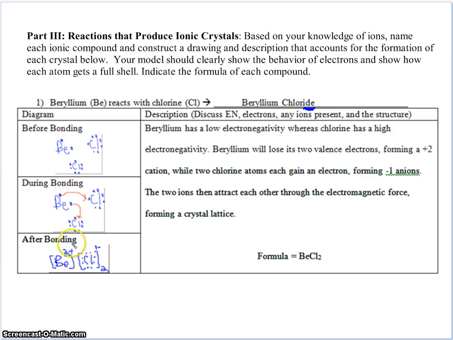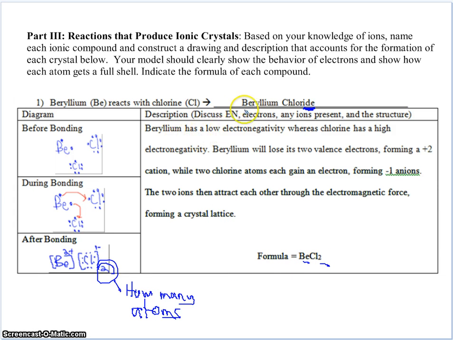Beryllium loses 2, so it becomes 2+. Chlorine gains 1 each, so it's -1. But then there's this right here, which I guess tells you how many atoms there are. So the subscript tells you how many atoms there are. So the formula is BeCl2. Be only has 1 atom, chlorine has 2.